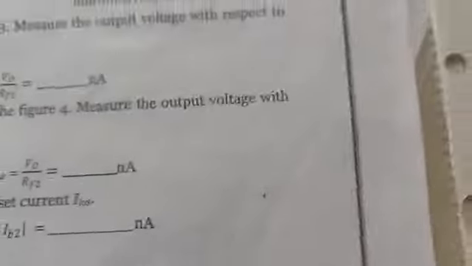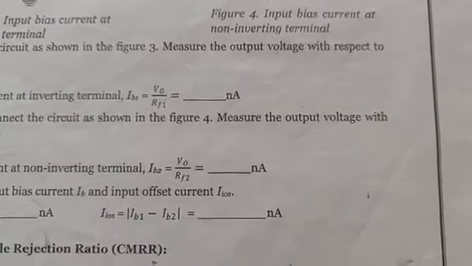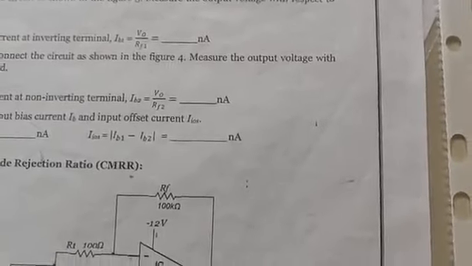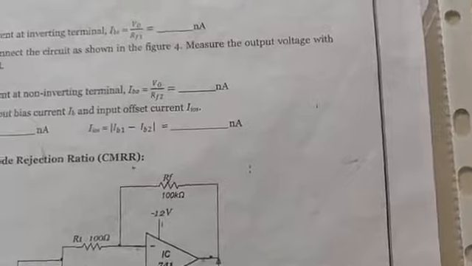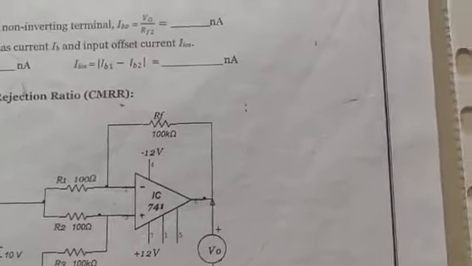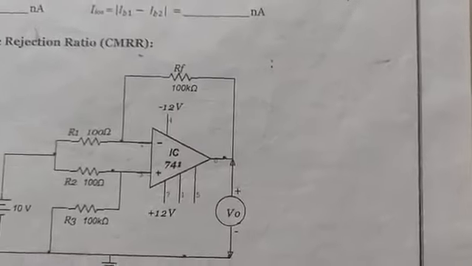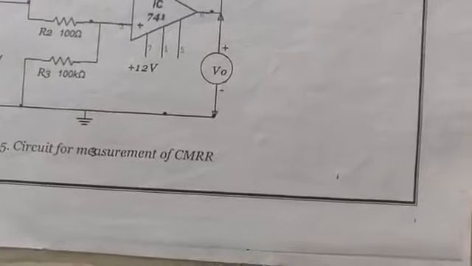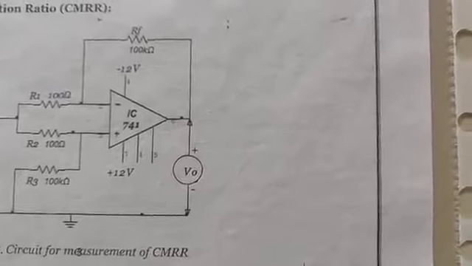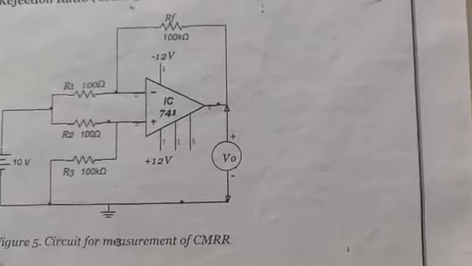How do we calculate IB2 now? IB2 is equal to V0 upon RF2. So V0 is equal to 82 millivolt divided by RF2, which is going to be 2.2 megaohms. And hence it comes out to be 36 or 37 nanoamperes. And we have to add this to IB1 plus IB2 and divide by 2. That way we'll get IB, which is called the average value of these two input bias currents.